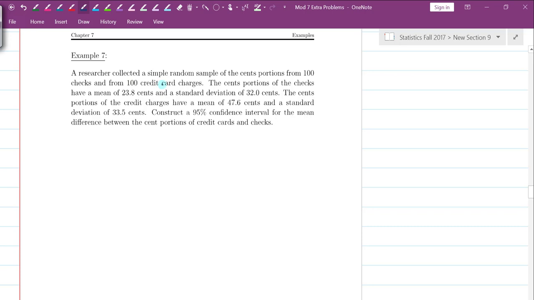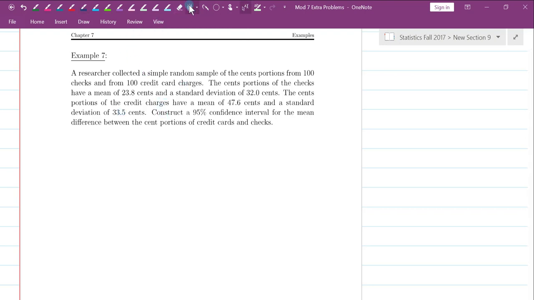I'm actually surprised with the credit cards that we had such a difference. You notice the standard deviation for the checks is smaller than the standard deviation for the credit cards. That surprises me because so many people, when they tip and stuff, round off to an even number. So I would have expected a smaller variation in the credit card. That's interesting. So it says construct a 95% confidence interval for the mean difference of the cents, or mean credit card cents.